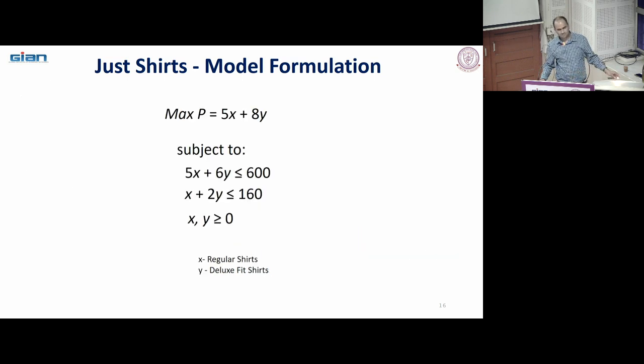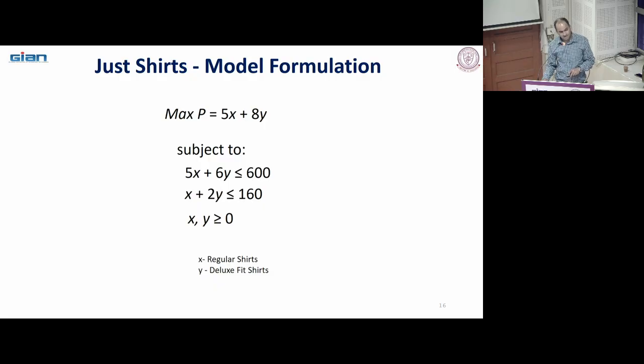Okay, how do you solve this model? What are the options available? Graphical method. How do you use the graphical method? By finding the coordinates. So if you plot the first line, can you tell me the coordinates? 5x plus 6y less than or equal to 600.